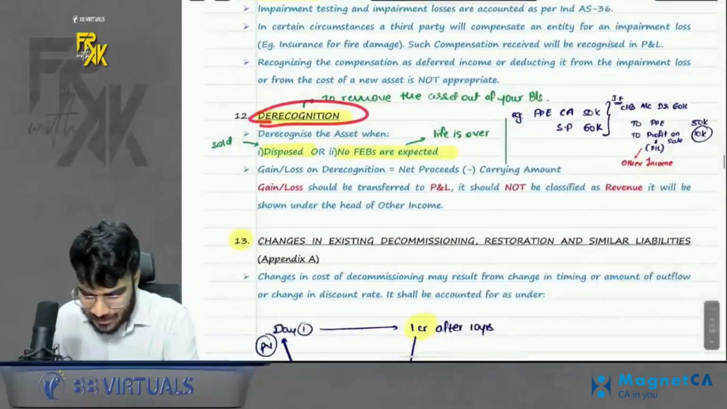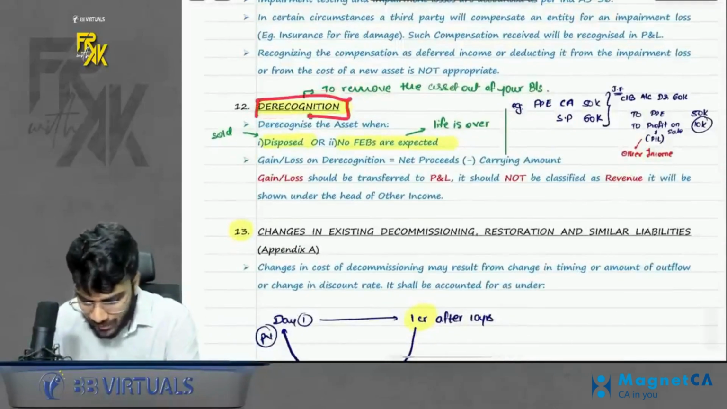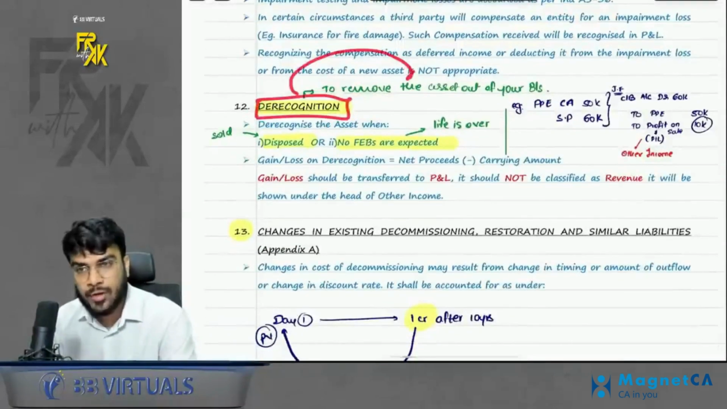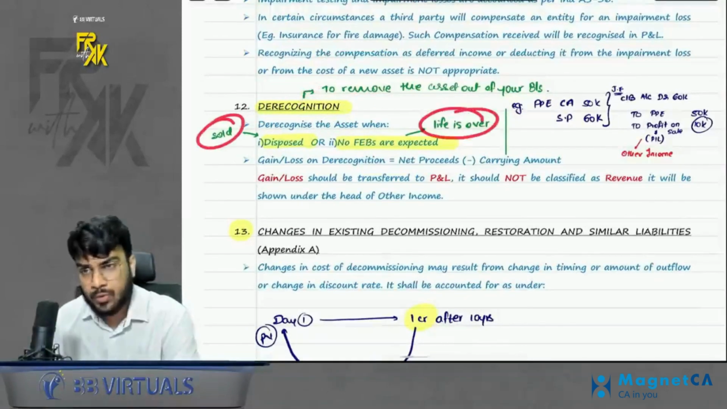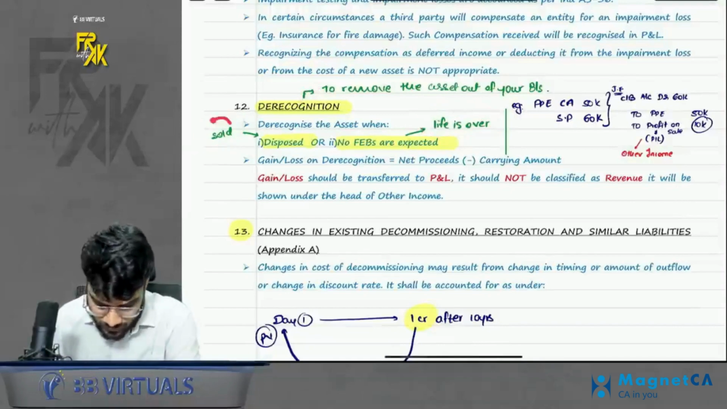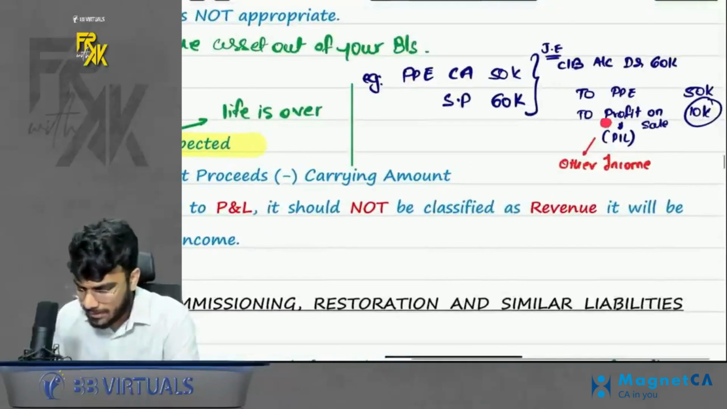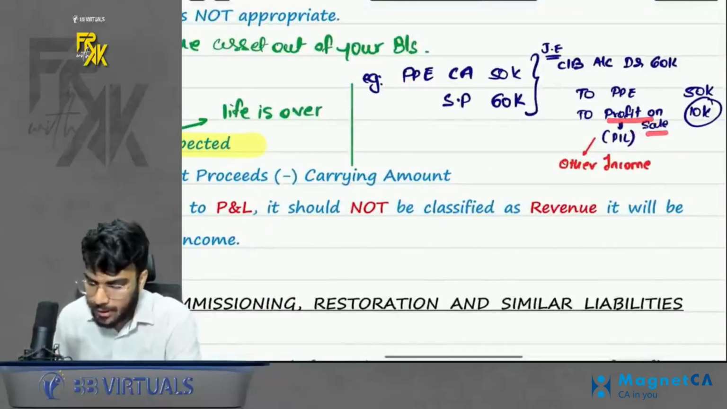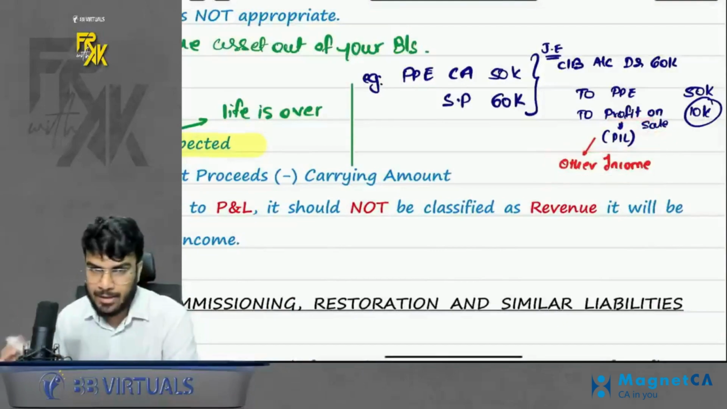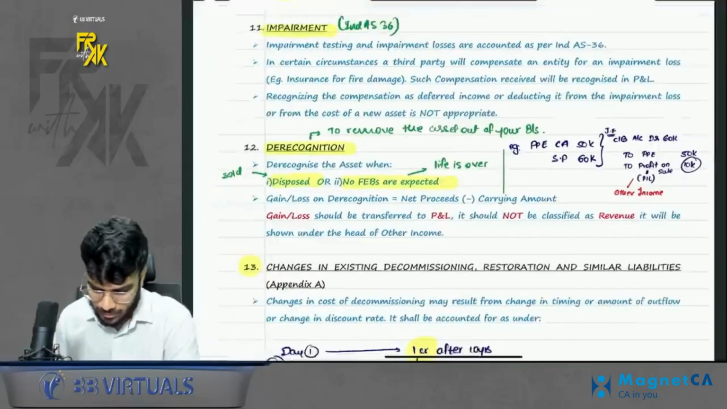Then the next point is derecognition. What is the meaning of derecognition? It means to remove the asset out of your balance sheet. So when do we remove the asset? In two cases: when either the asset is sold or when the life is over. If you have sold the asset, some gain or loss might arise. Any gain or loss arising on sale will be transferred to profit and loss. But do remember, if there is any profit on sale, it will be transferred to other income and not revenue from operations. Do remember this.